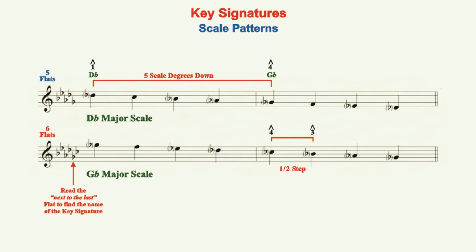To read the new key signature, we find the next to the last flat in the sequence to determine that this is the key signature for G flat major.